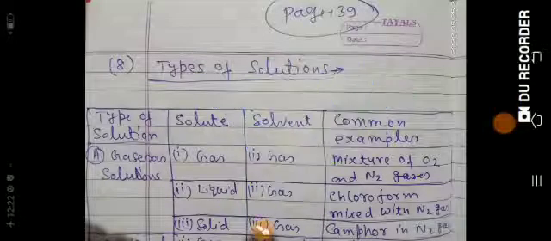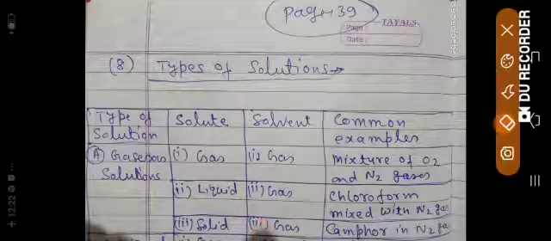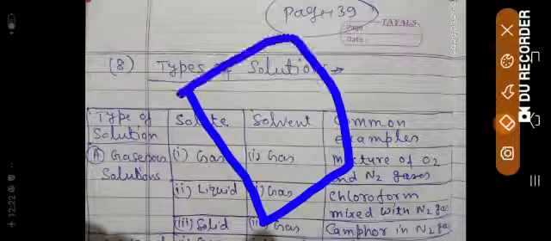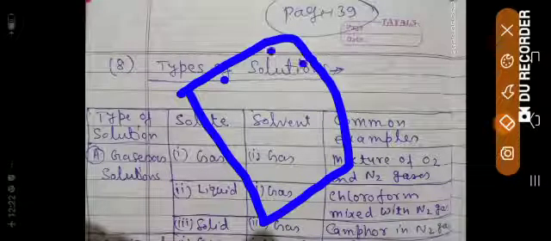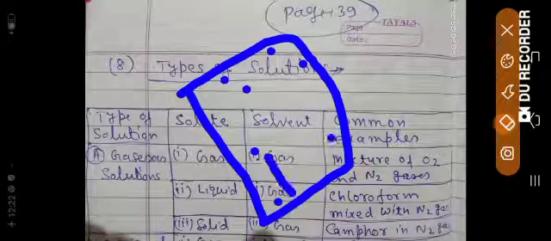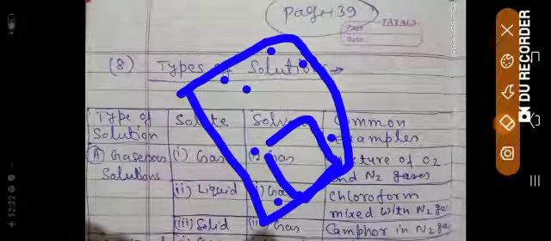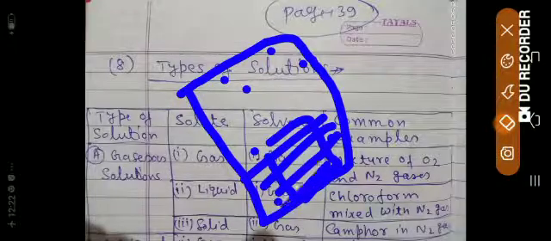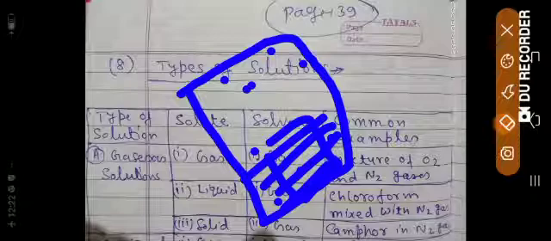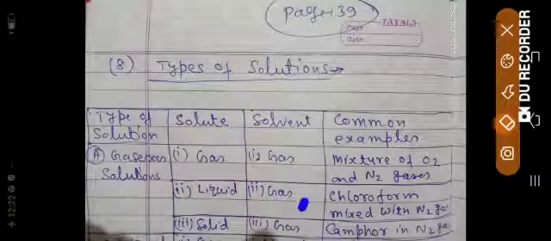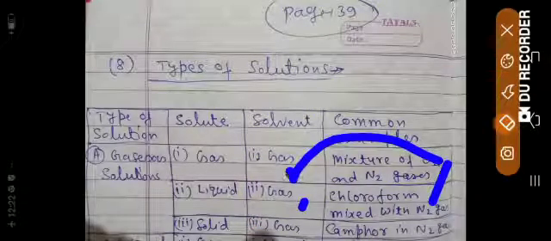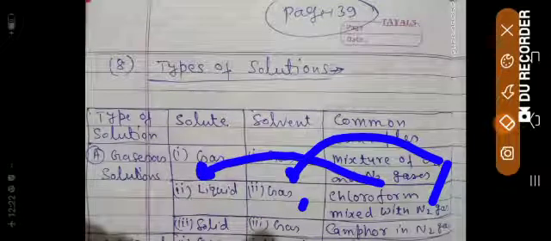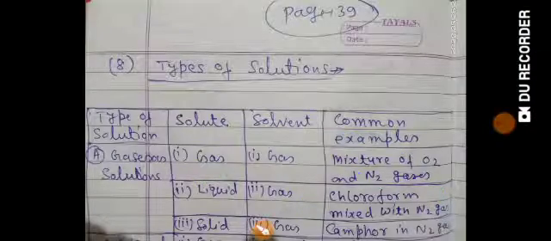I am going to explain once more. Suppose in this container N2 gas is present, as small dots, and there is chloroform as a liquid. So liquid chloroform will not react with N2 gas. So this is excess N2, so the solvent is gas, N2, and chloroform is your liquid. So this is gaseous solution type 2. Now come to the third one.